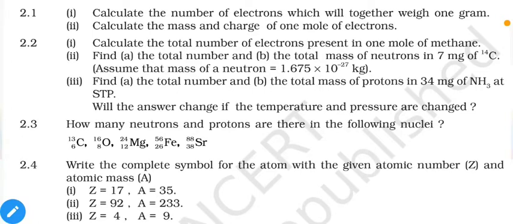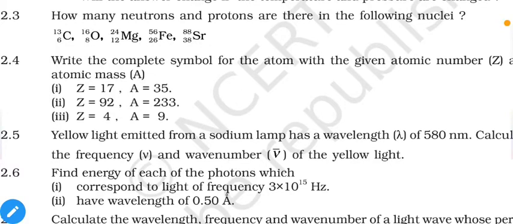2.3, how many neutrons and protons are there in the following nuclei? It is not a hard question, but let us discuss one of them so you get the idea for the remaining. Let us discuss Fe. The mass of Fe is mentioned as 56 and the number is mentioned as 26. The number represents directly the number of protons, so the number of protons in Fe will be 26. And how can you find the neutrons? Subtract the number of protons from the total mass mentioned here. So 56 minus 26, that means 30. So 30 will be the number of neutrons and 26 will be the number of protons.